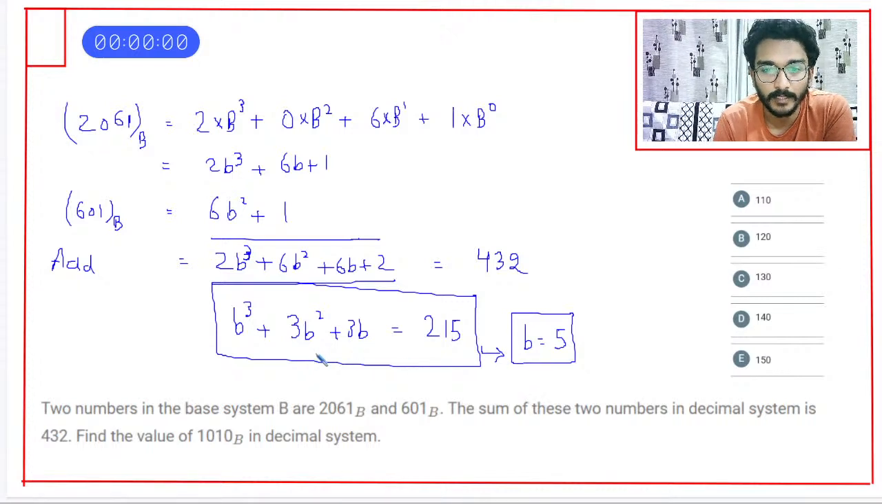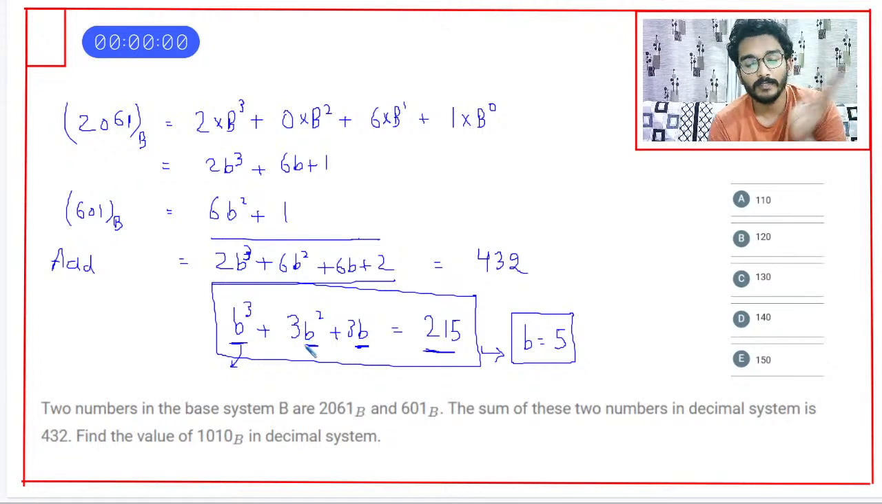I tried to plug in the value because this is near a cube. So 5 cube is 125. 6 cube will not work. 5 cube is more efficient here. And each digit, when added, there are 3 digits. Each of them will end with 5. So the last result will also end with 5. So it's a guesswork again.